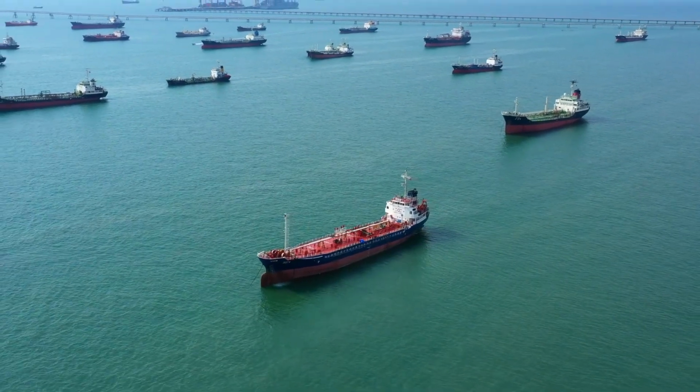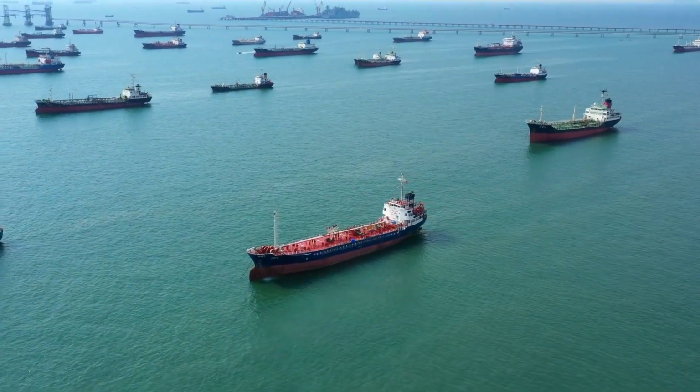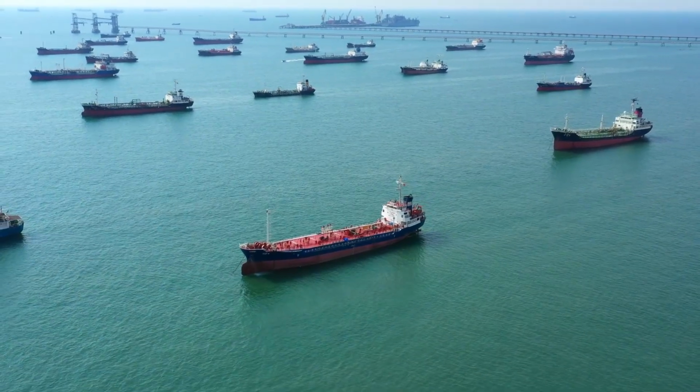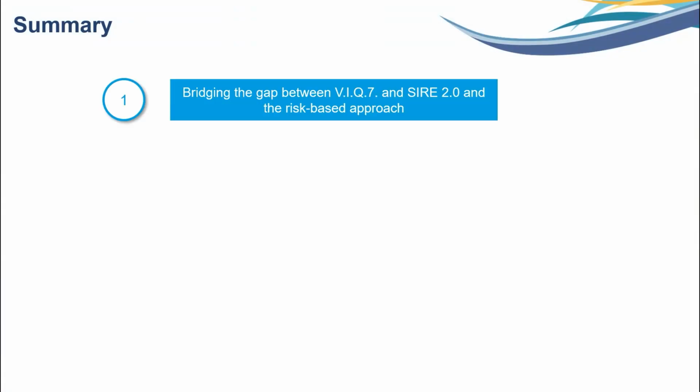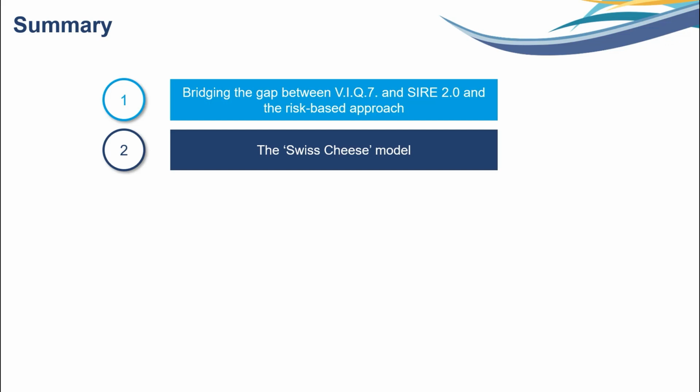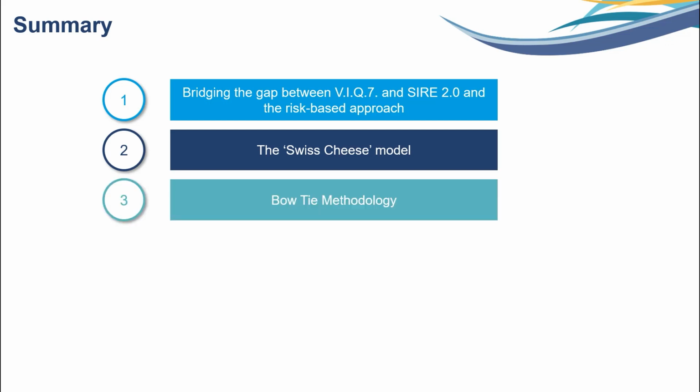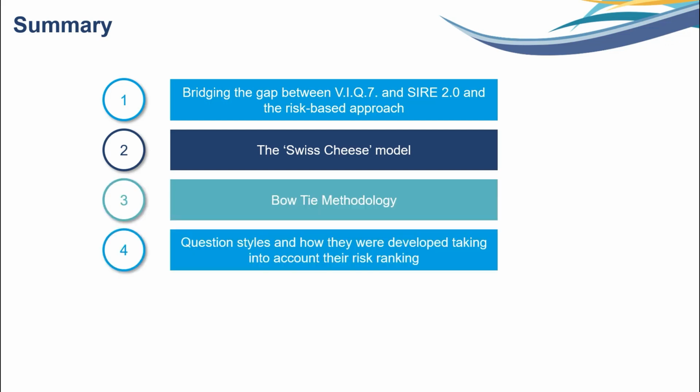In this module, we have looked at the following aspects of the risk-based approach to the SIRE 2.0 inspection process: bridging the gap between VIQ7 and SIRE 2.0 and the risk-based approach, the Swiss cheese model, bow tie methodology, question styles and how they were developed taking into account their risk ranking.